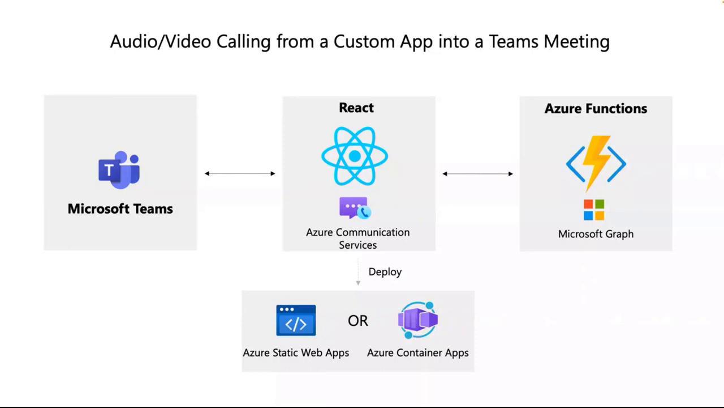Now, with ACS, you don't have to call into Teams. You could actually have an app call another app. So if, you know, Michelle was in the custom app and I'm in the custom app, we could actually talk one-to-one, or you can even do one-to-many. Very neat type of setup. So that's kind of where we're at.